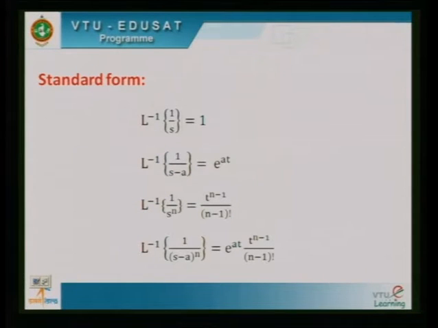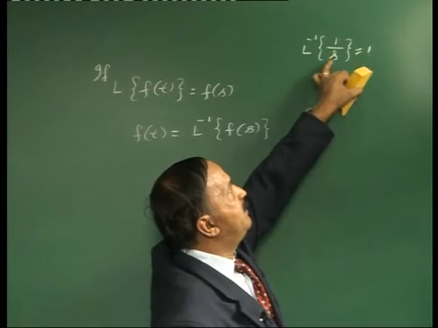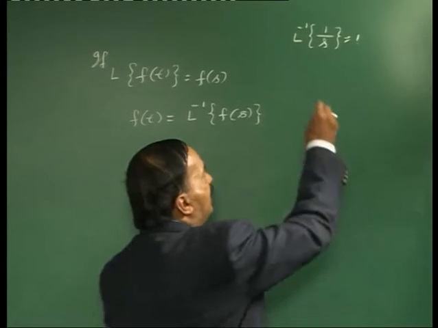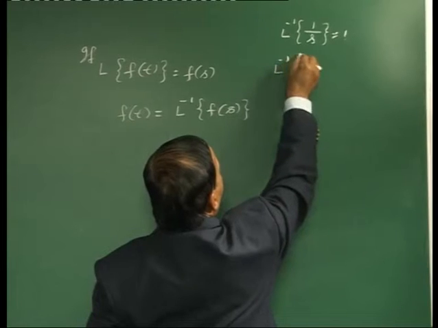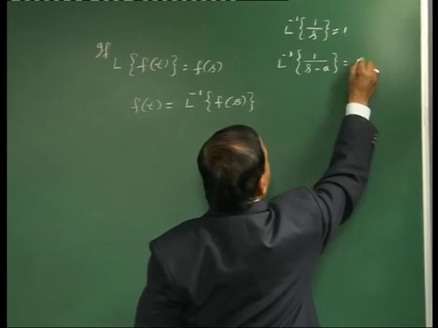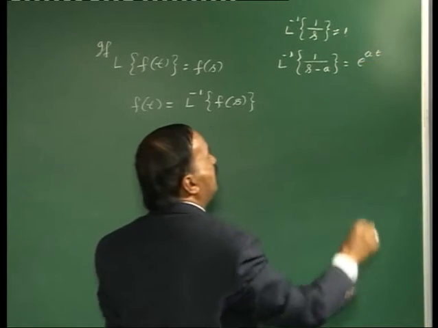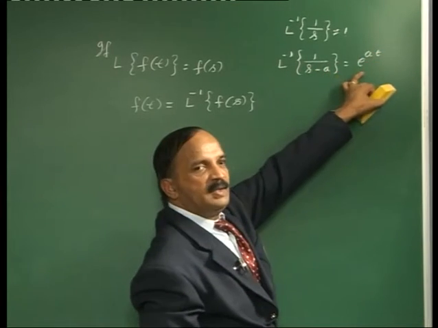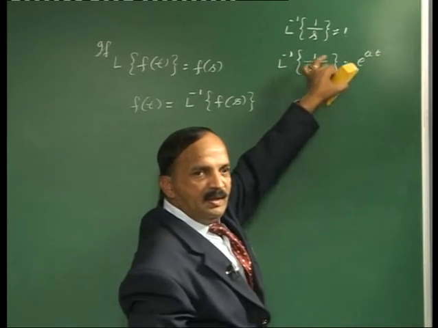Number 1, L inverse of 1 by s is equal to 1, because L of 1 is 1 by s. So L of 1 is 1 by s, therefore L inverse of 1 by s equal to 1. L inverse of 1 by s minus a is equal to e to the power of a t, because here L of e to the power of a t is 1 by s minus a.